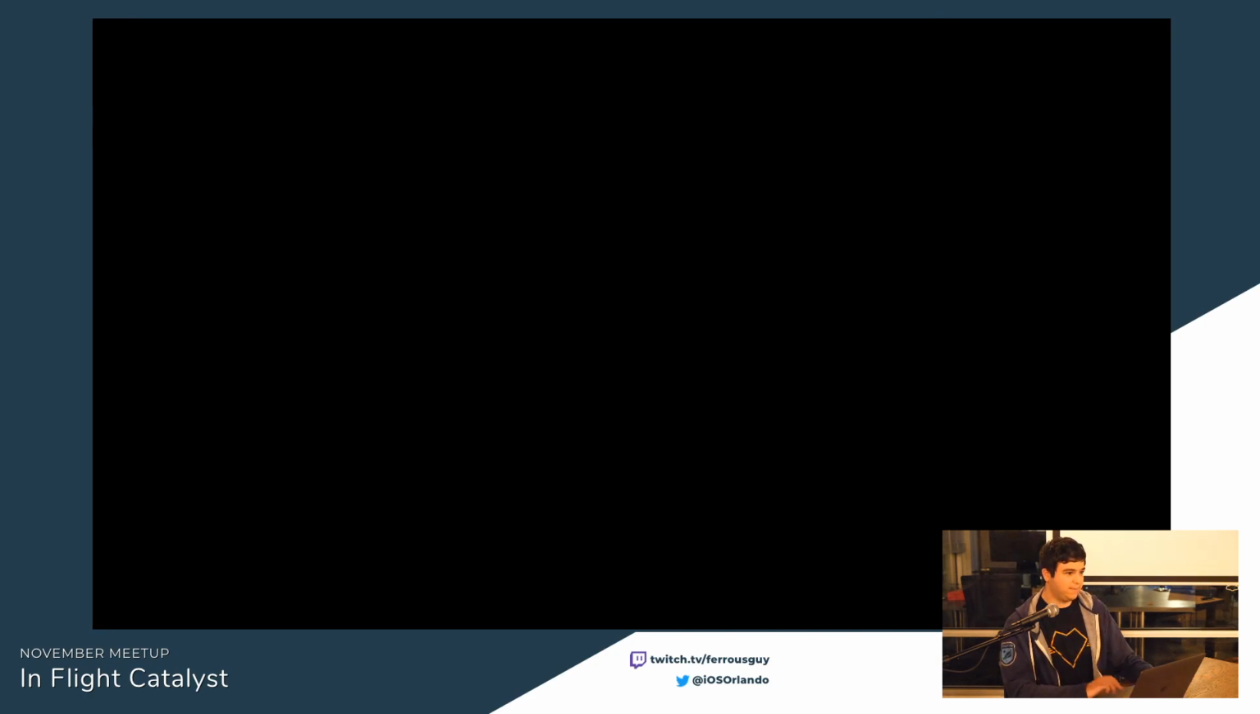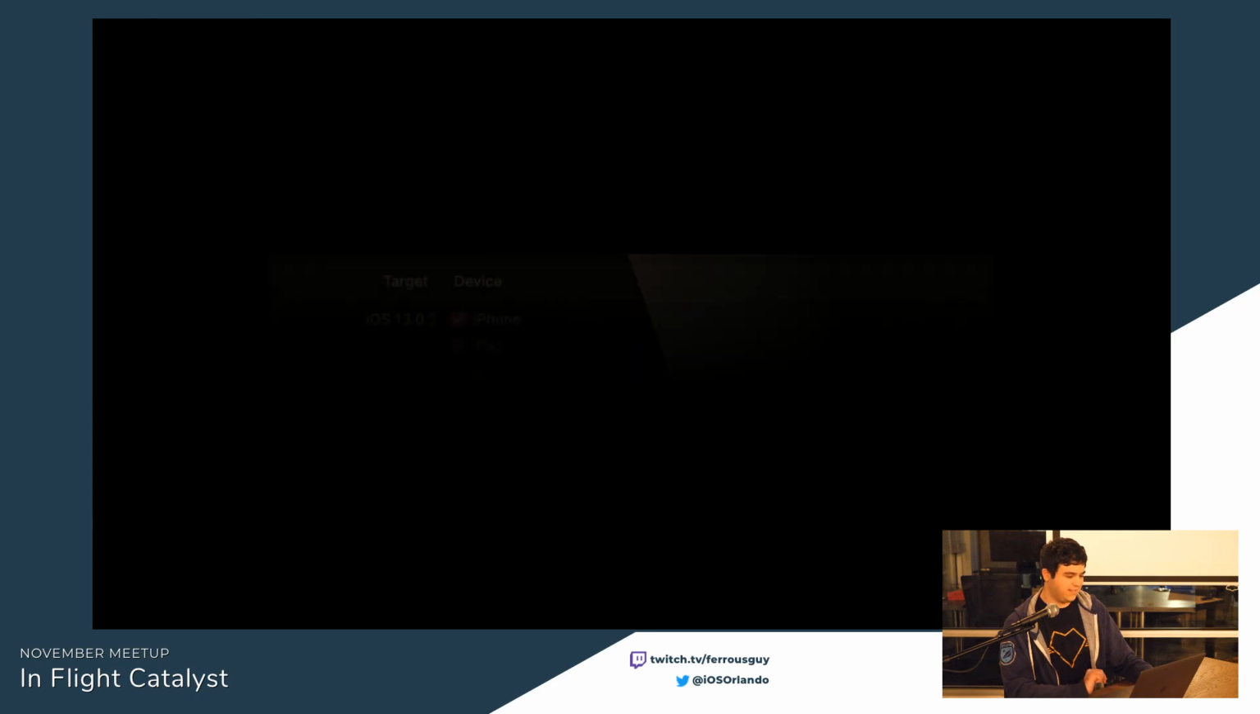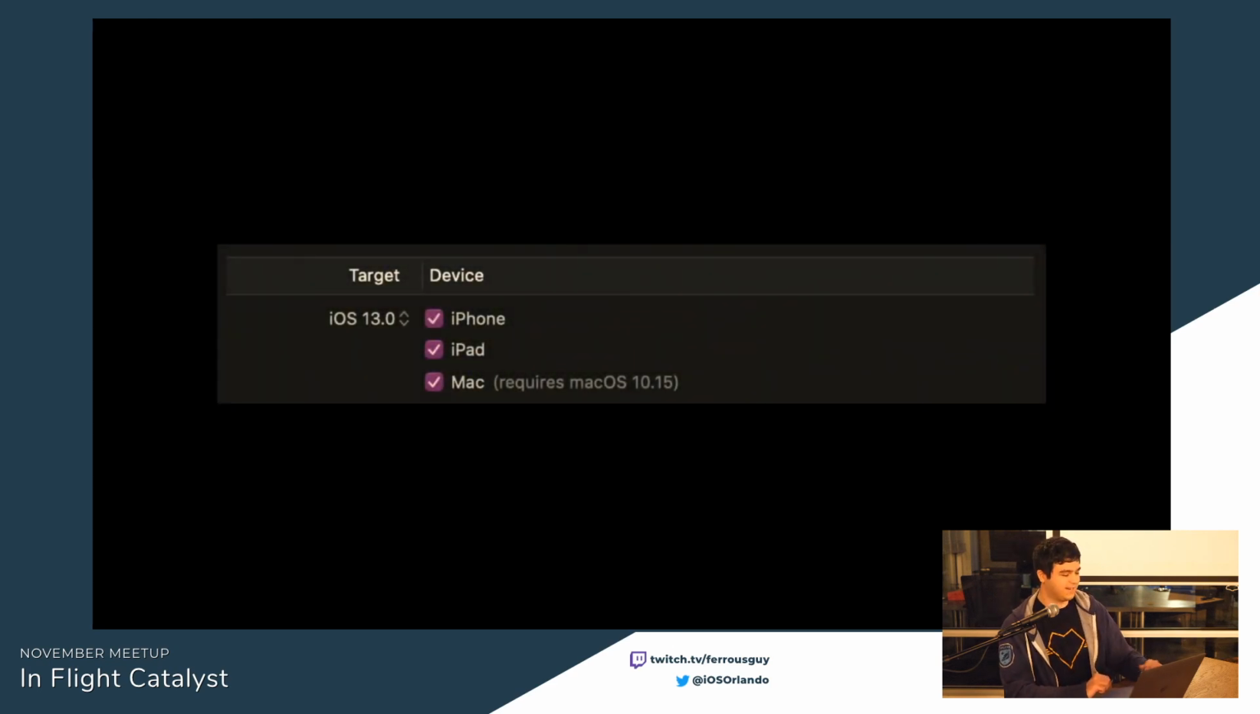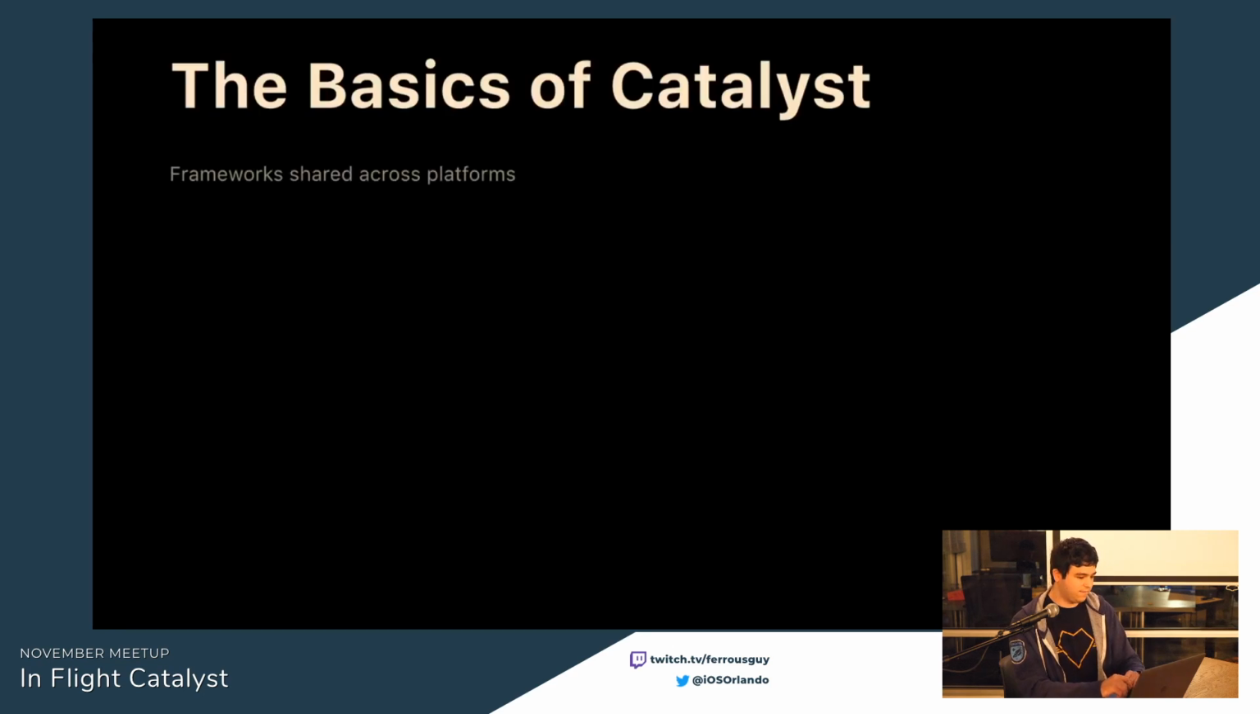So the first step for using Catalyst is this shiny new Mac checkbox. You can check that in your Xcode preferences for your app, but just checking that is probably not going to be enough to get your app to work. If you've got a pretty simple app, maybe just checking it will work. If not, it's probably not even going to run. And there's a couple reasons for that. And so I'll go over the basics, and you'll see why some of those things might cause it to not run.